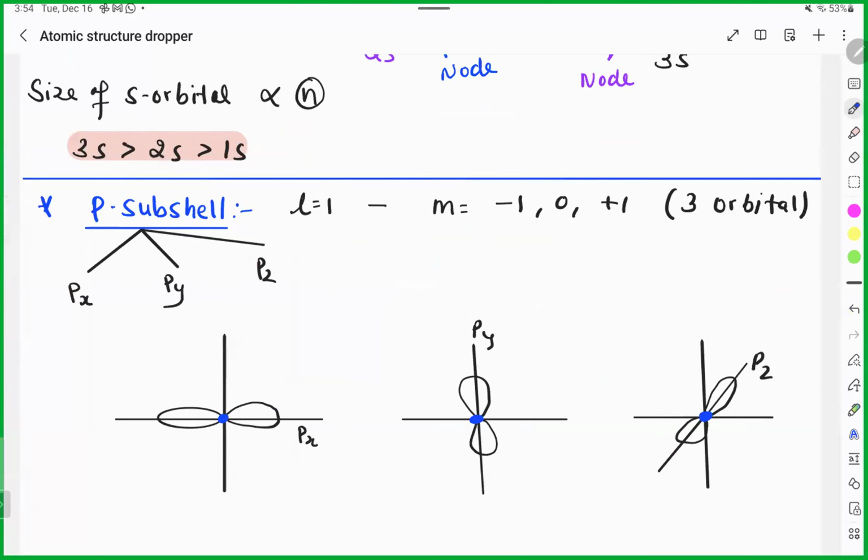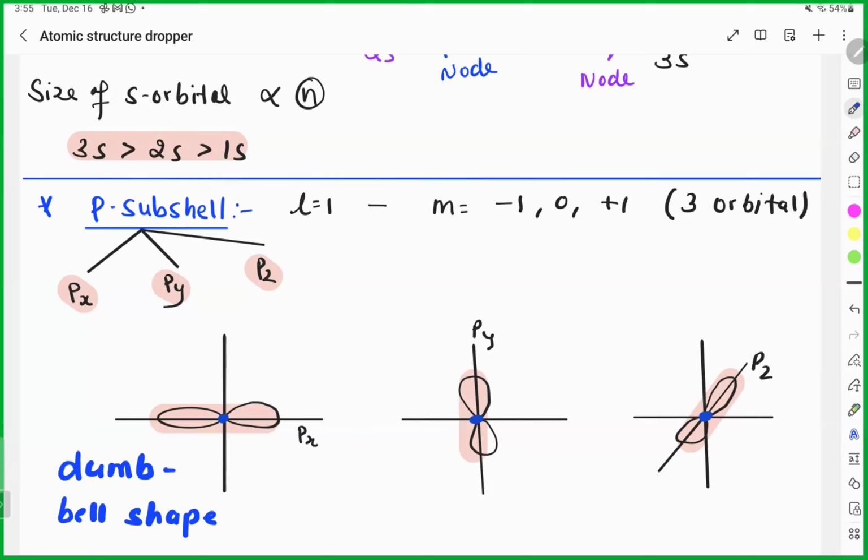Yes, sir. So we were doing p subshell. P subshell has 3 orbitals: px, py, pz. All look dumbbell shape. I will write this. These are dumbbell shape. And at the center, you know the probability of finding an electron is 0. Correct?